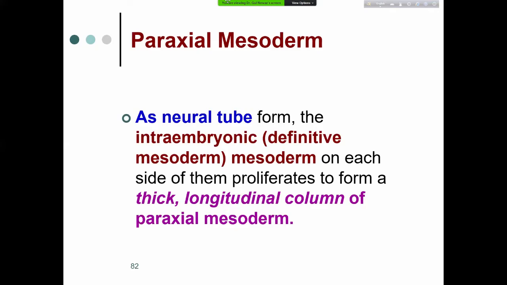Paraxial means, axis means center, par means away from the center. So in the axis, there is the neural tube. Beside it, the mesoderm thickens and forms a longitudinal column. We call it paraxial mesoderm. Let us see the figure. Let's have a look.